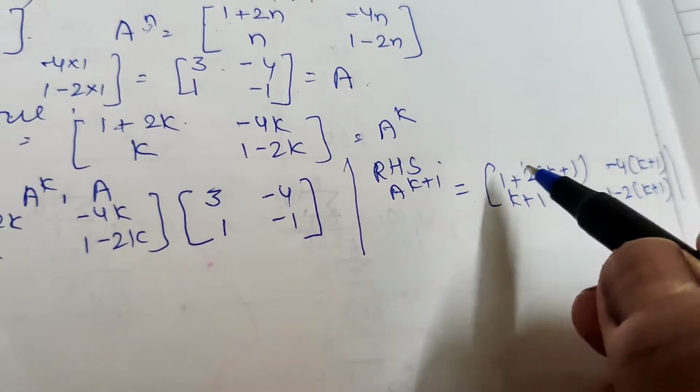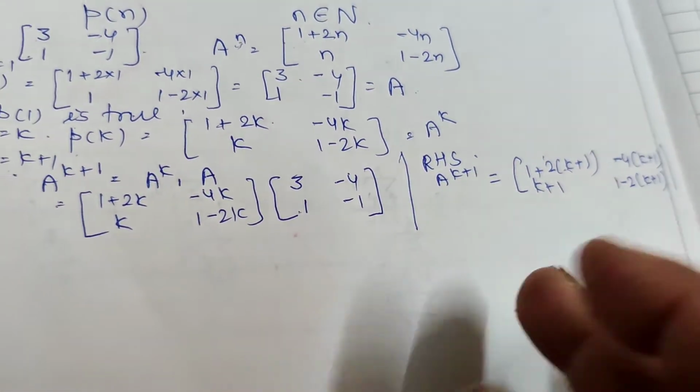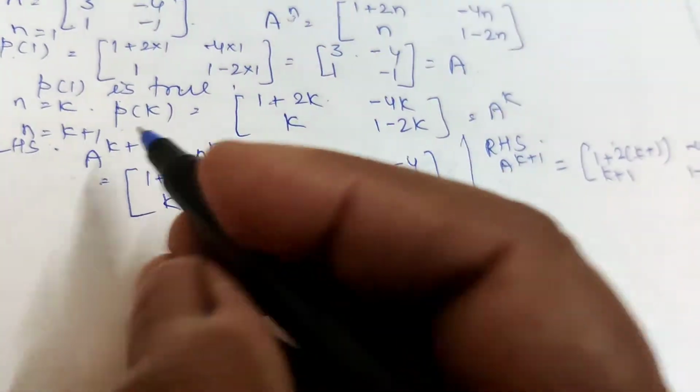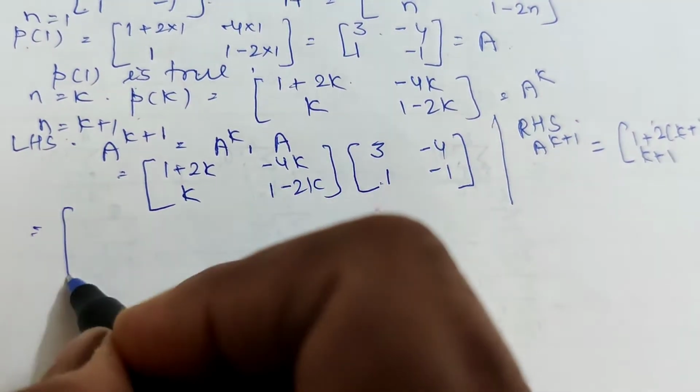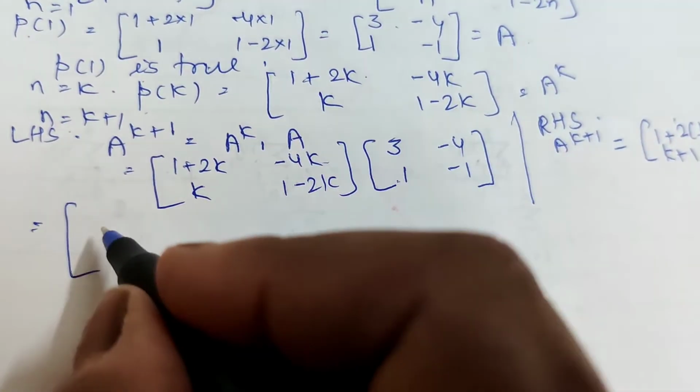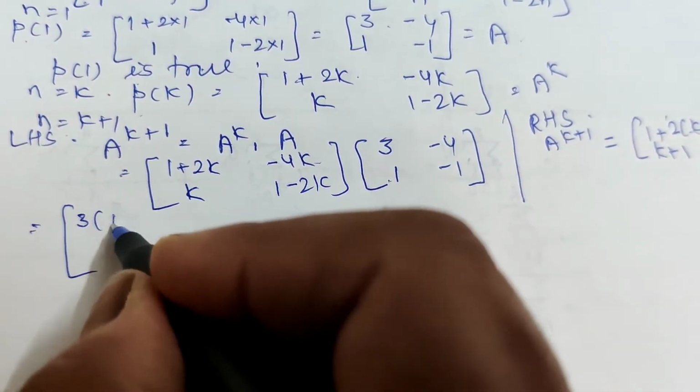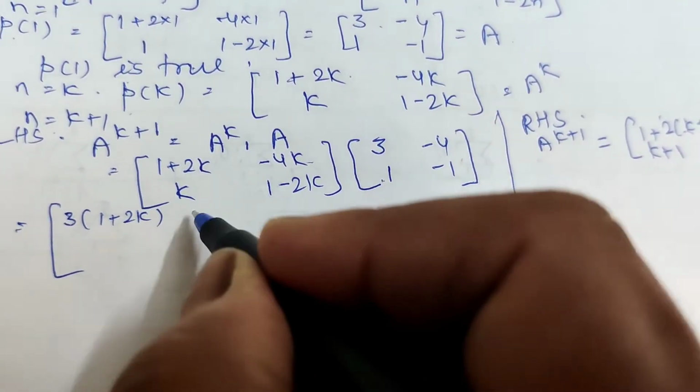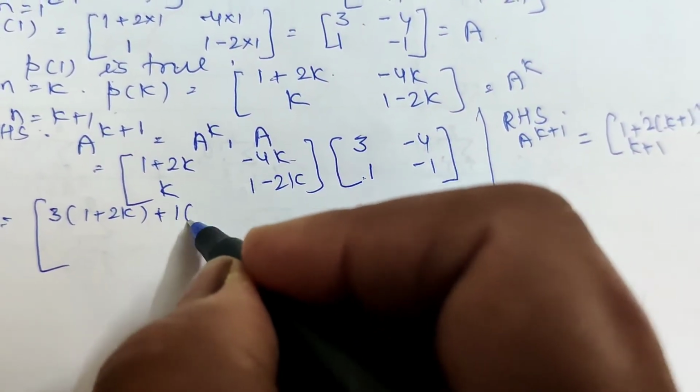अब हमको प्रूव करके लाना ये और ये आपस में इक्वल है. It means this will be true. Now multiply first row, first column. It means 3 into 1 plus 2k plus 1 into minus 4k.